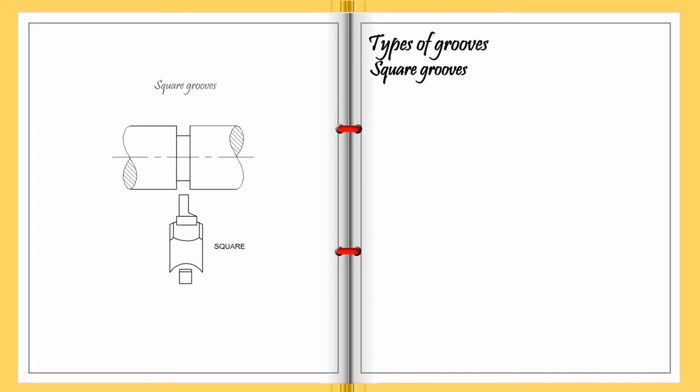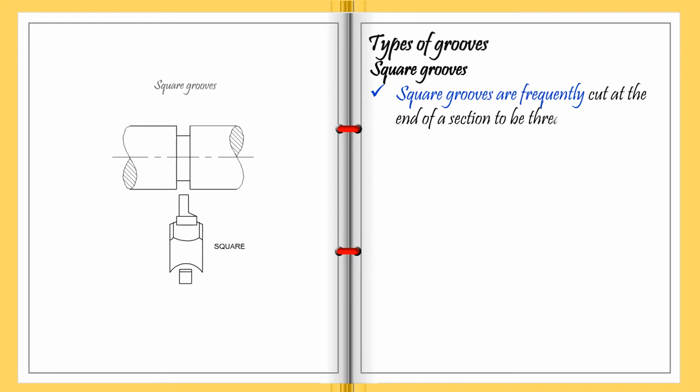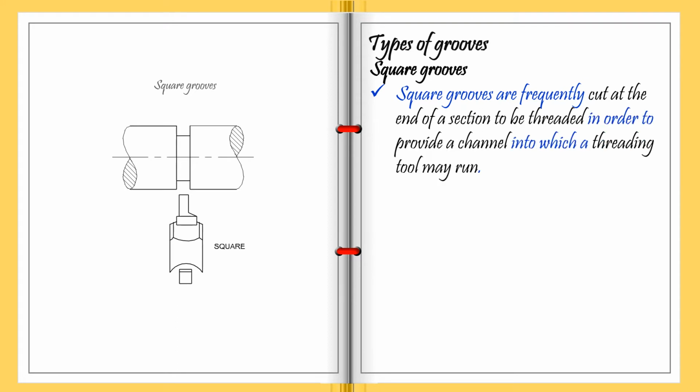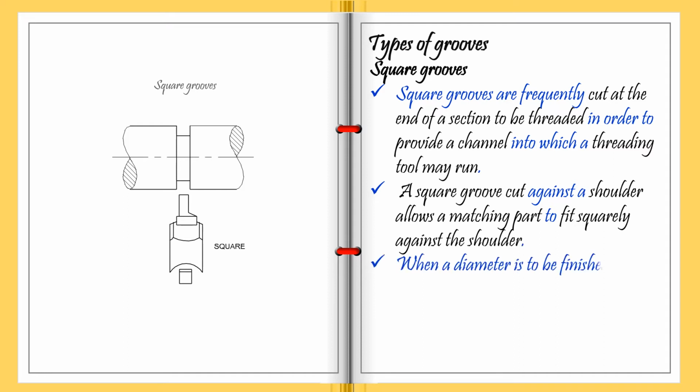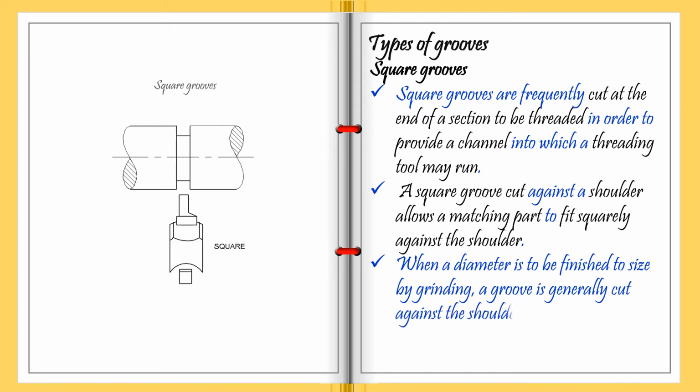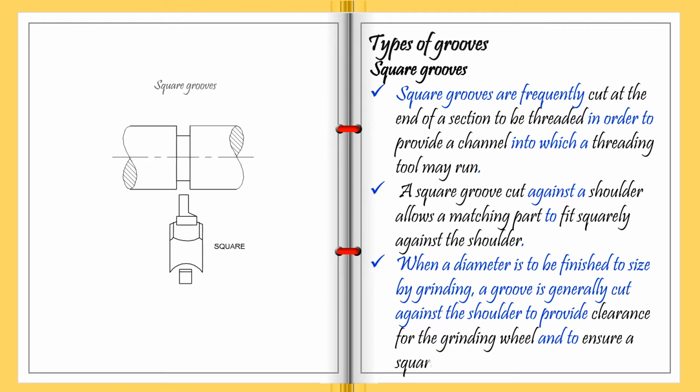Square grooves. Square grooves are frequently cut at the end of a section to be threaded, in order to provide a channel into which a threading tool may run. A square groove cut against a shoulder allows a matching part to fit squarely against the shoulder. When a diameter is to be finished to size by grinding, a groove is generally cut against the shoulder to provide clearance for the grinding wheel and to ensure a square corner.